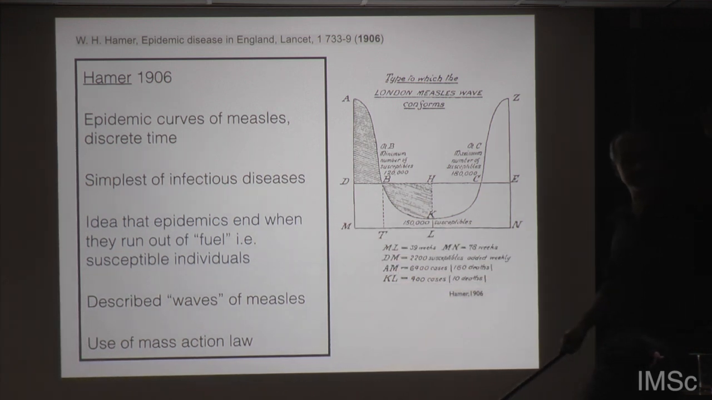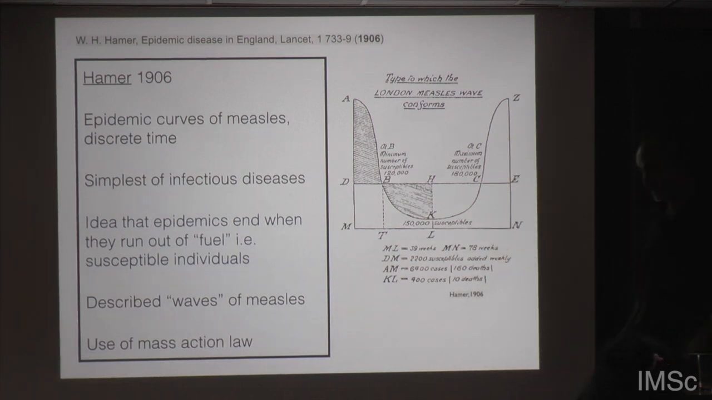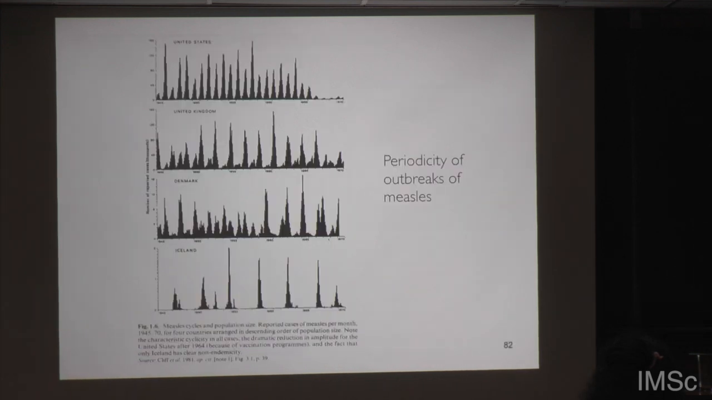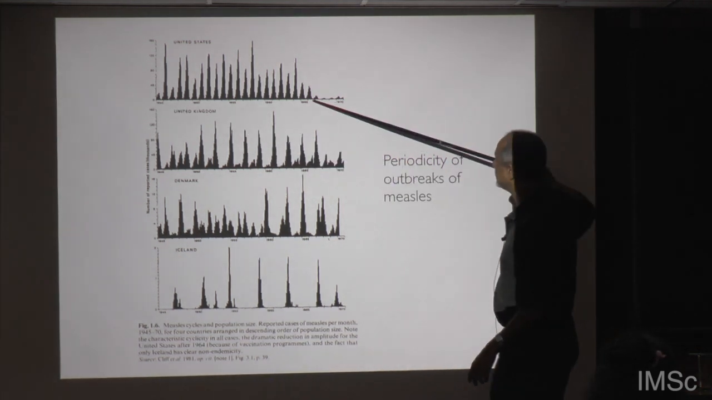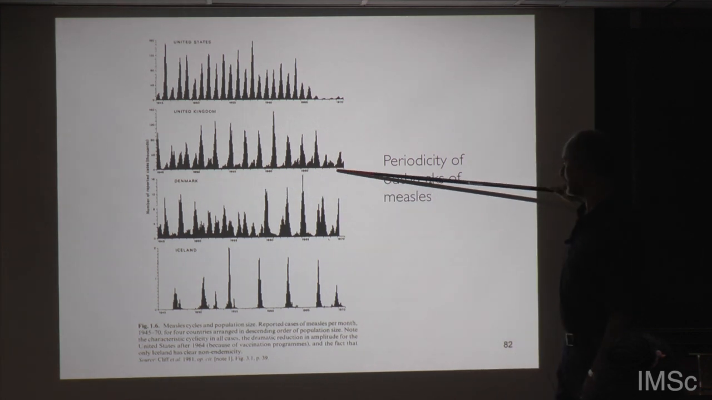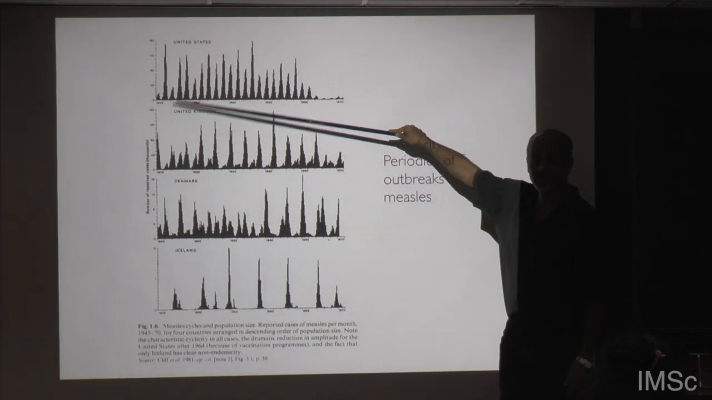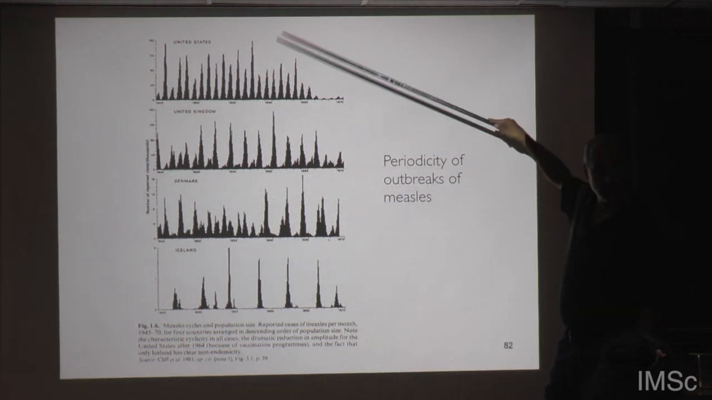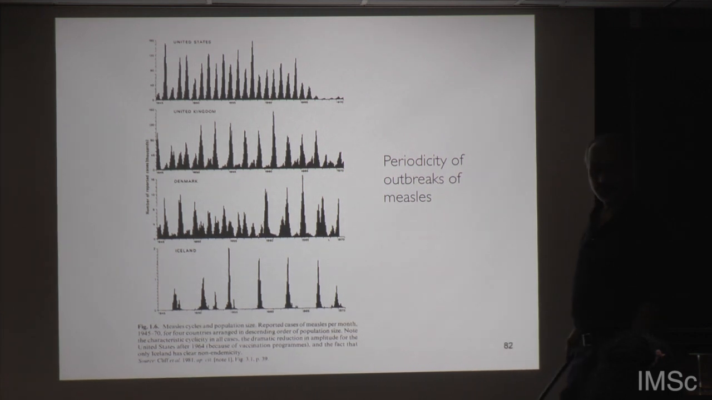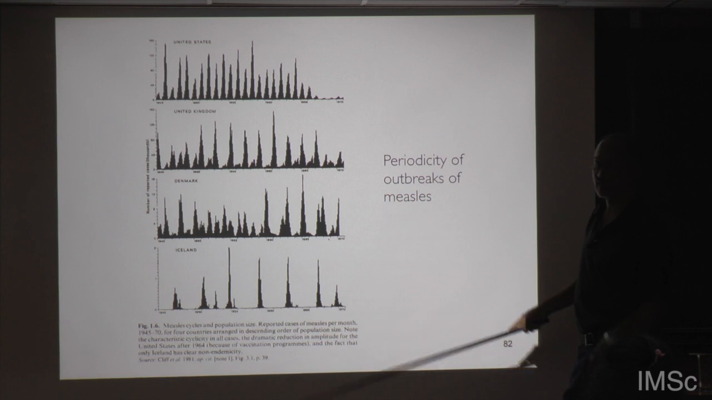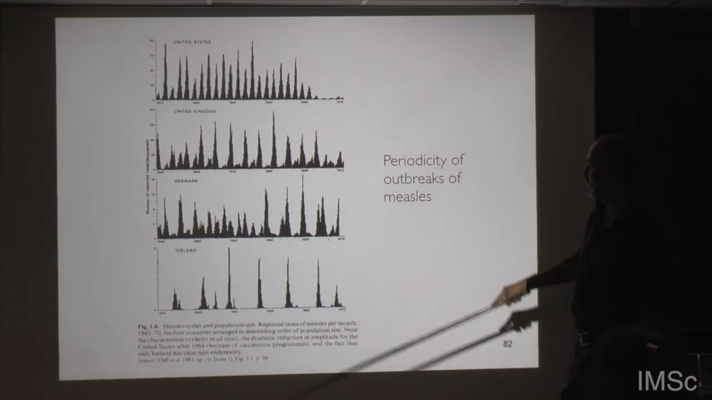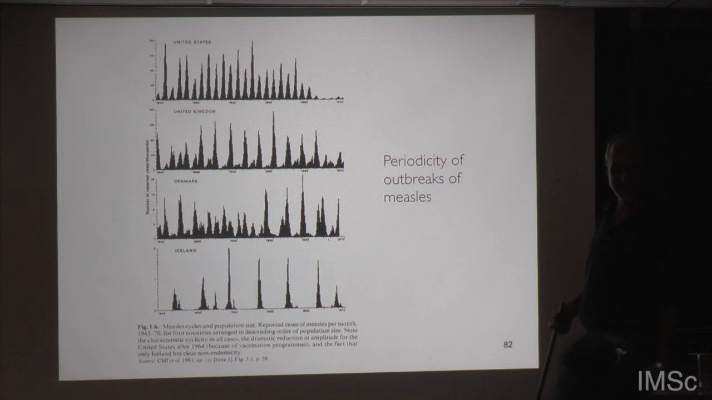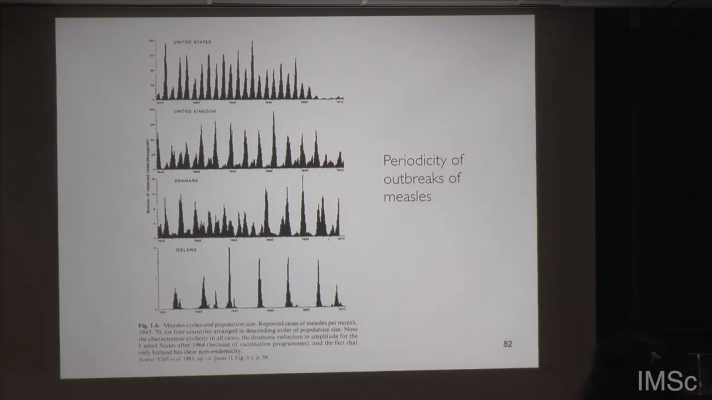He described waves of measles, that is how measles comes and goes in a periodic manner. And he was the first to use something called the mass action law, which we'll describe in the next lecture. This is what I meant by periodic. This is between the years 1945 and probably 1970. You can see these very nice peaks. This is the number of reported cases of measles in the United States as a function of year. Almost every year there's a peak. What gives rise to this extreme seasonality, this extreme fluctuation across these different countries in outbreaks of measles? That's something Hamer was trying to understand, which we will also deal with as we go along.